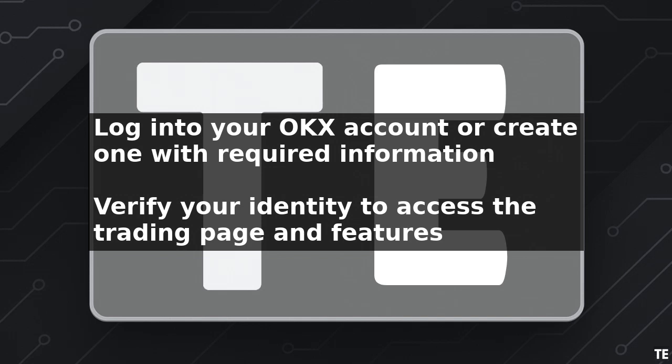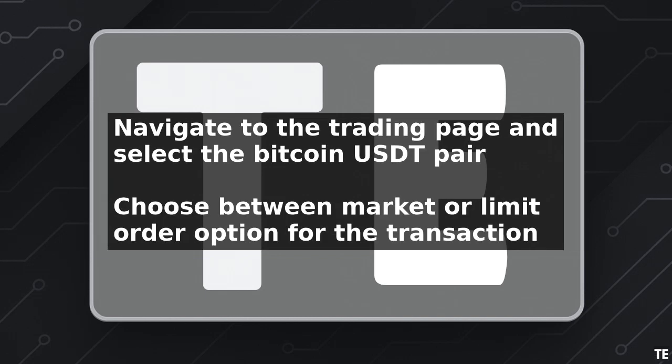Next, click on the Spot Trading tab and then select the Market or Limit Order option. If you choose Market Order, your Bitcoin will be sold for USDT at the current market price. If you choose Limit Order, you will need to specify the price at which you want to sell your Bitcoin.